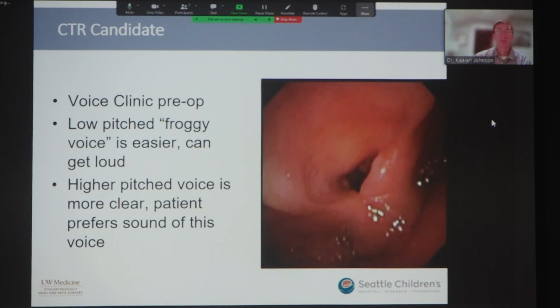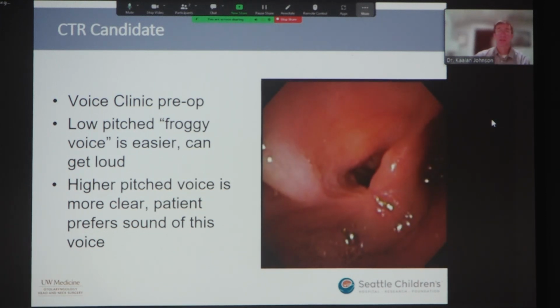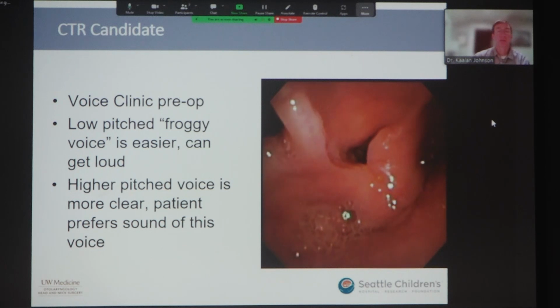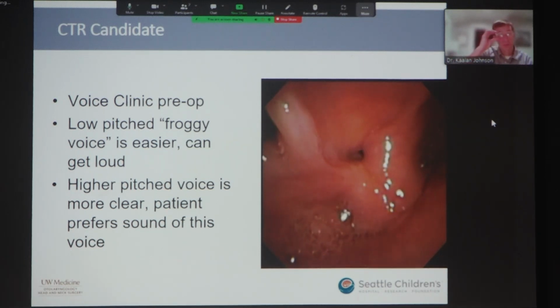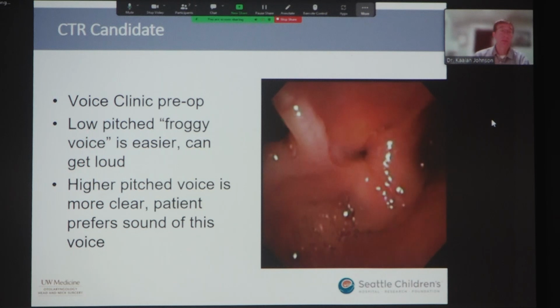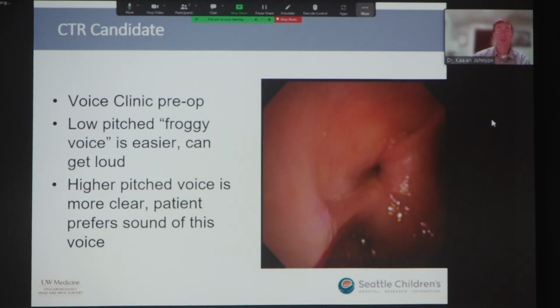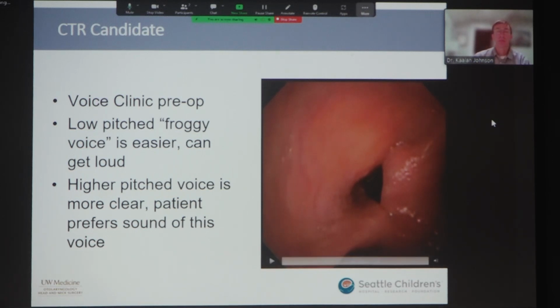So one of the important things that I recommend for patients like this, if dysphonia is a part of their symptom profile, and even sometimes if it's not, depending on what you're planning to do with your procedure, is a voice clinic evaluation preoperatively, because she had this supraglottic obstruction and was actually able to produce a supraarytenoid tissue to petiole supraglottic speech, which was a deep froggy voice, and that was easier for her to get loud.